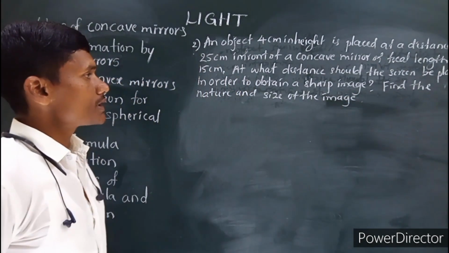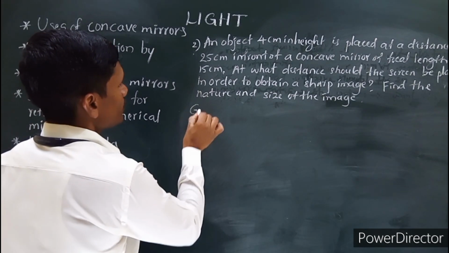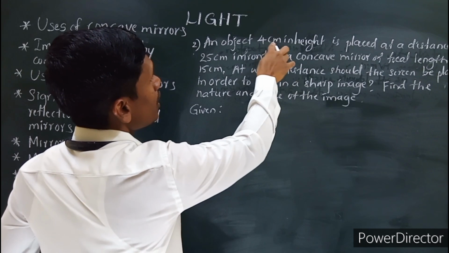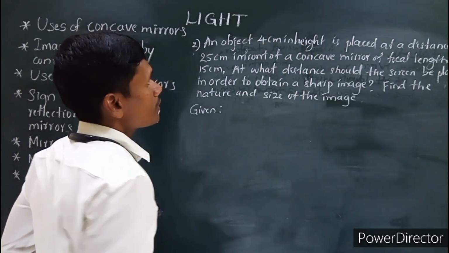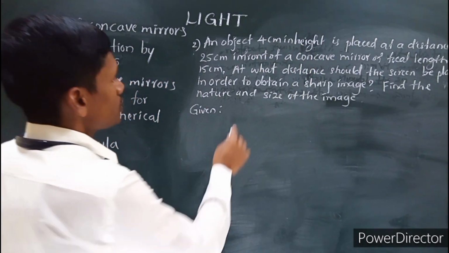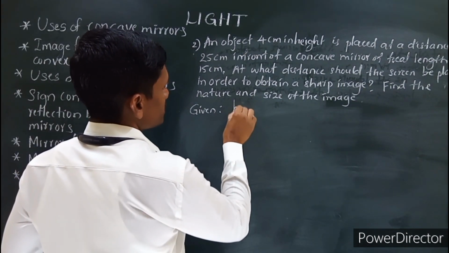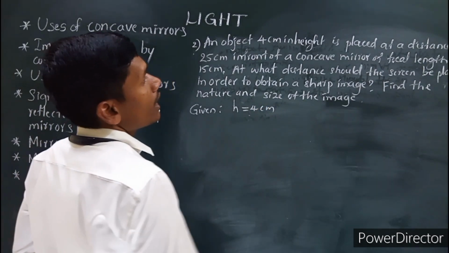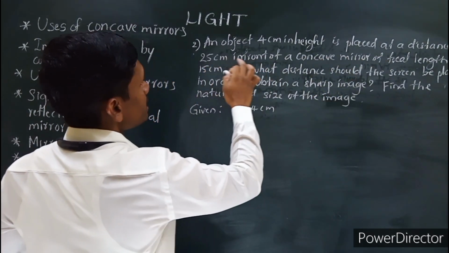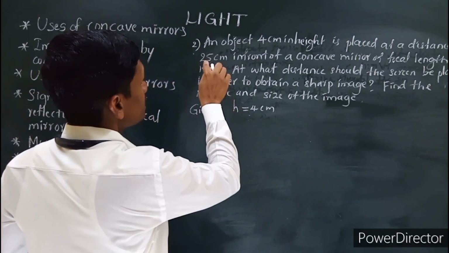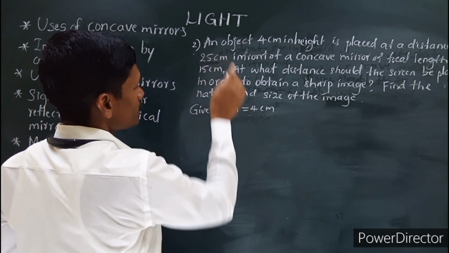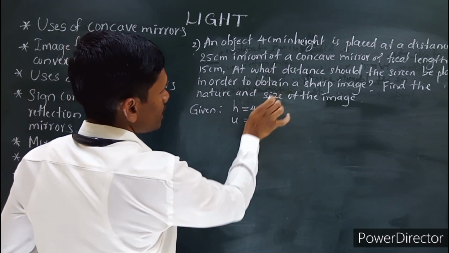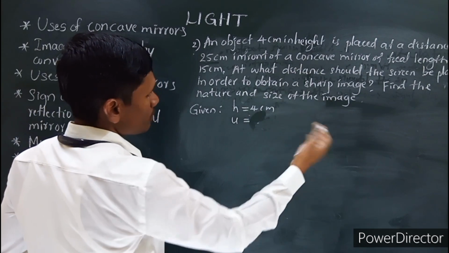Now let us analyze what is given first. Given, an object of 4 centimeter in height. So height of the object is h equal to 4 centimeter, it is given. It is placed at a distance of 25 centimeter in front. This is the object distance they have given, 25 centimeter, in front of a concave mirror.